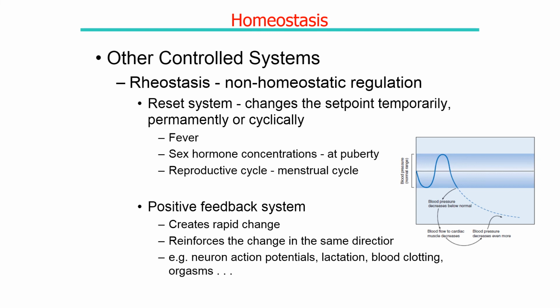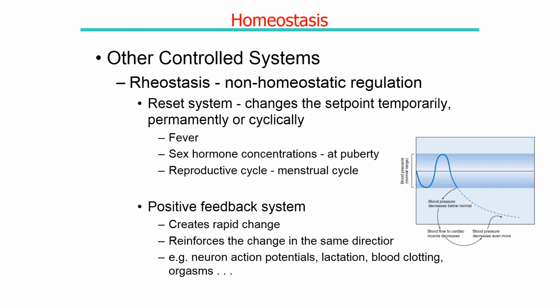But in a few cases, the positive feedback mechanism is helpful. For example, in case of action potential, lactation, blood clotting, and parturition, the positive feedback mechanism is helpful. But in most cases, the positive feedback system takes the variable away from the set point, and it causes the death of the organism.